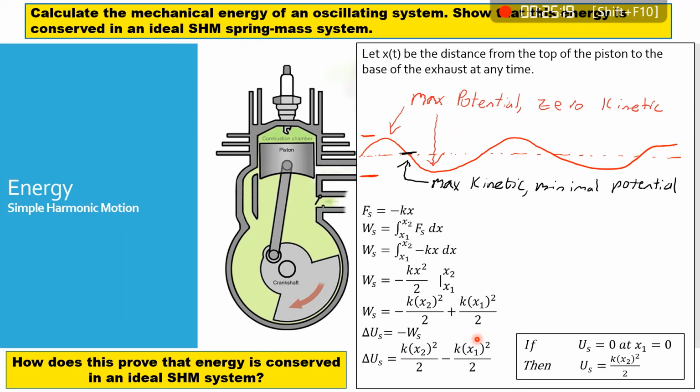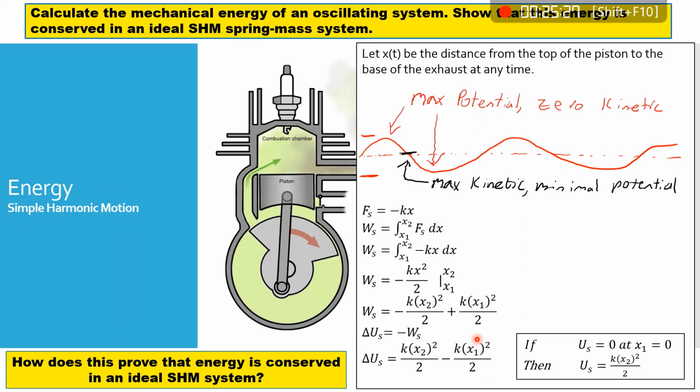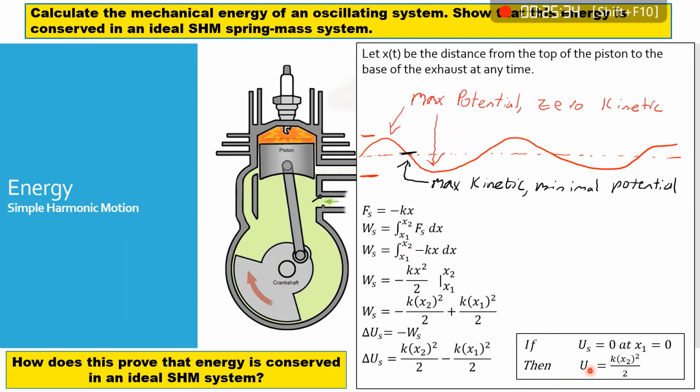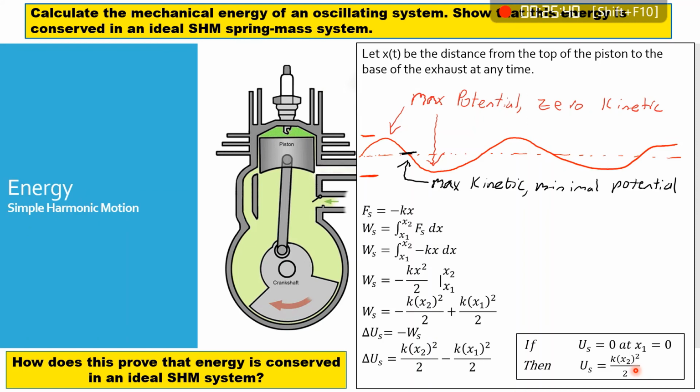So if we said that our potential energy was 0 at our first position, so that means we started at the equilibrium point, then my potential energy of the spring relative to equilibrium would be kx squared over 2, where x is our displacement from equilibrium. Any questions on how we got our energy equation?